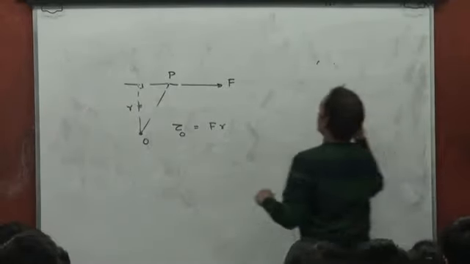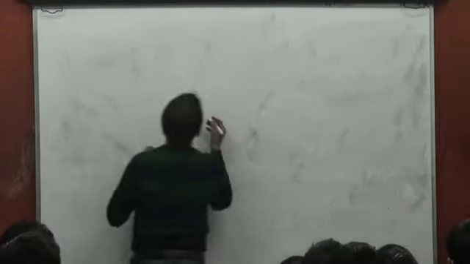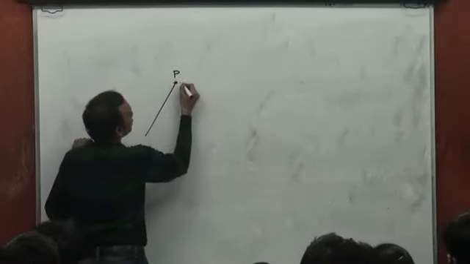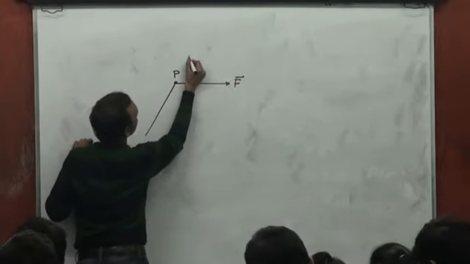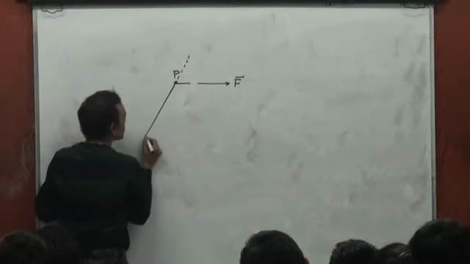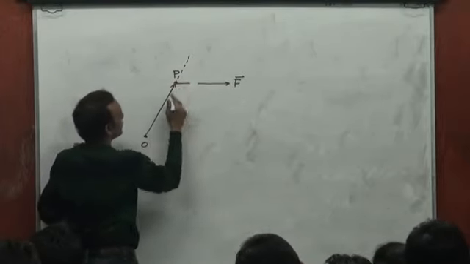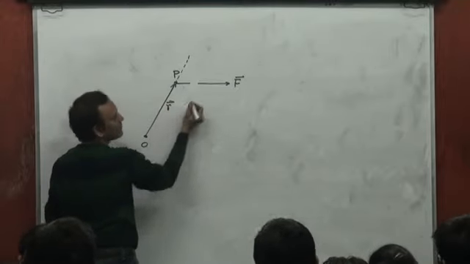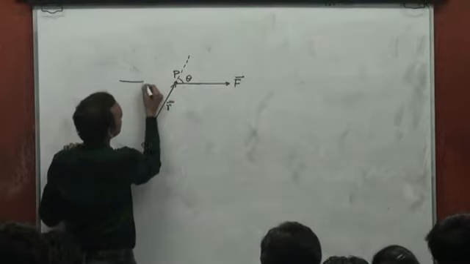Now, in vector notation, the torque is understood as follows. If this is a point P where a vector force F acts, and this is a point O, the position of P as seen by O is R. The position vector of P as seen by O is R. This angle is theta.